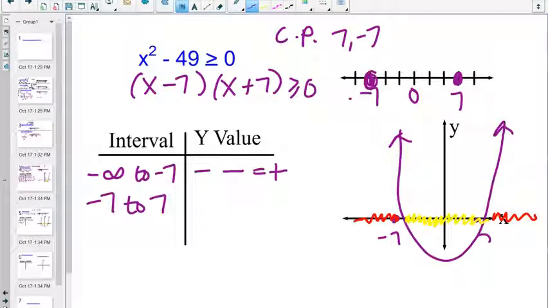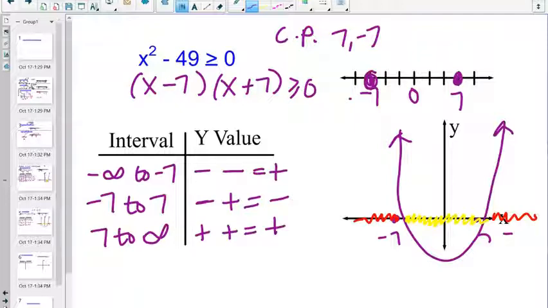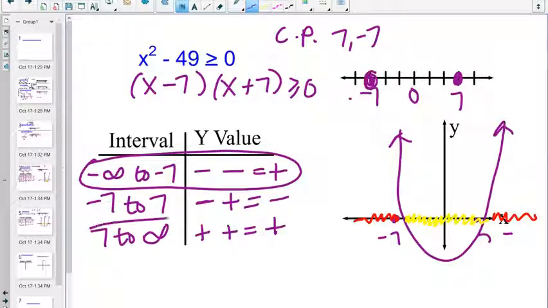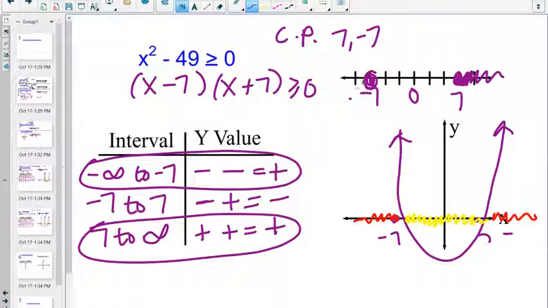And then I'm going to pick a number between my critical points, -7 and 7. I'm going to pick 0. I like 0. 0 makes my life easy because 0 minus 7 is a negative number and 0 plus 7 is positive. So multiplying those, I get negative. And then 7 until infinity. Anything over here on the other side of my red. If I pick 10, for example, 10 minus 7 is positive, 10 plus 7 is positive, so I get a positive number here. So I'm looking for greater than 0. That's these two pieces. So that's when x is greater than 7 and x is less than -7.